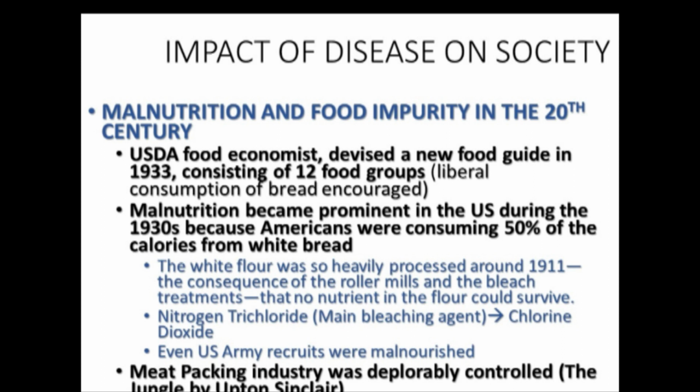So what ends up happening, of course, is quite a disturbing effect of processing affecting the American public at all aspects, at all levels. In addition to all of this, the meatpacking industry was deplorably controlled. The Jungle, the book published by Upton Sinclair, showed how the packing industry was completely out of control, with a very high prevalence of unsanitary practices, consequently leading to poor quality meat distribution within the United States.